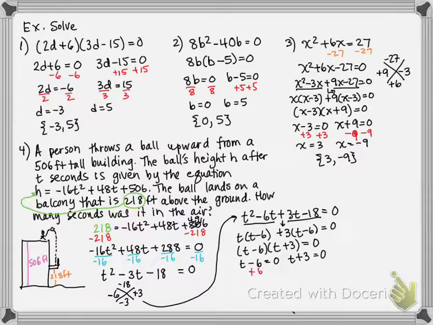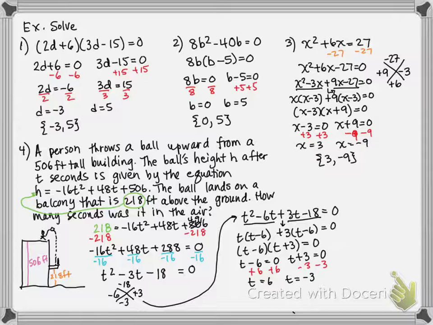So we're going to add 6 to both sides. Oh, sorry. Try that again. Add 6 to both sides on the first one, and we are going to subtract 3 from both sides on the second one. There we go. That makes more sense. So I get t equals 6 and t equals negative 3.